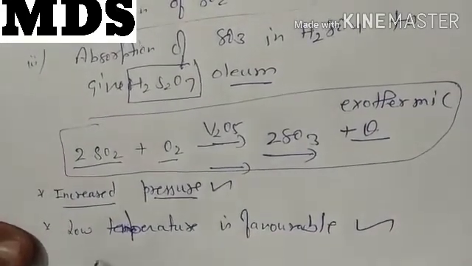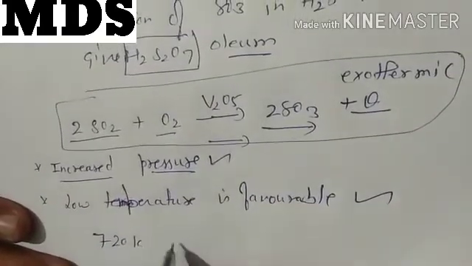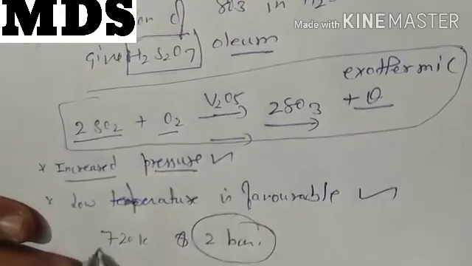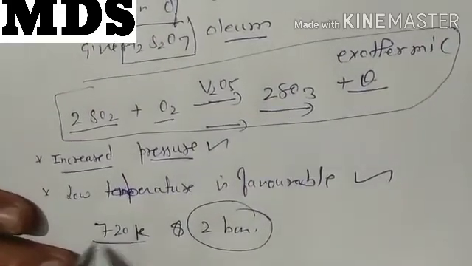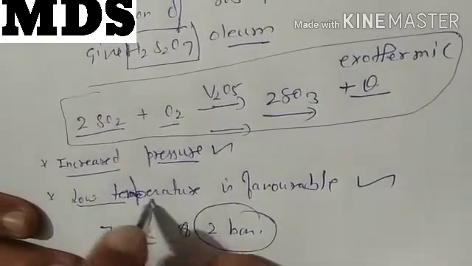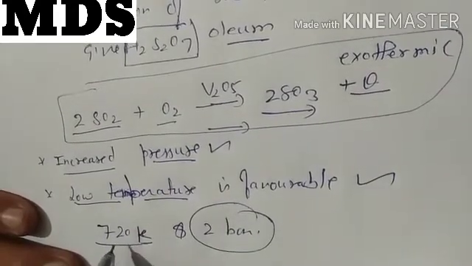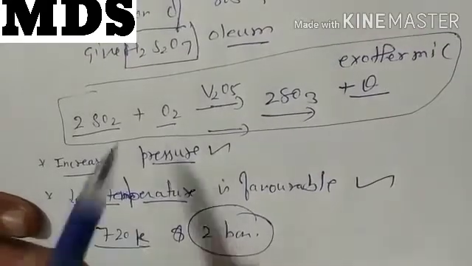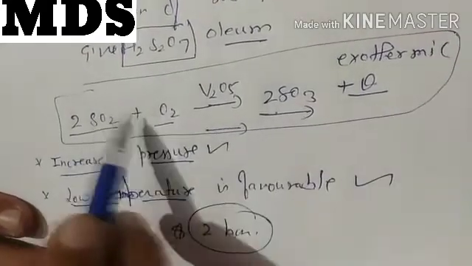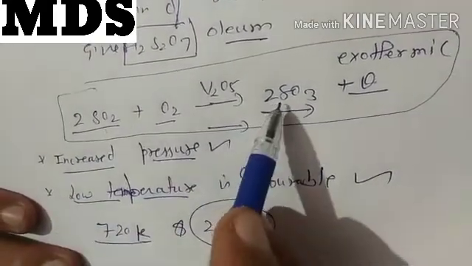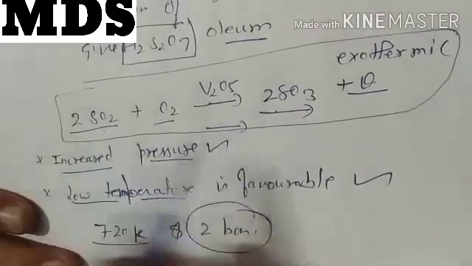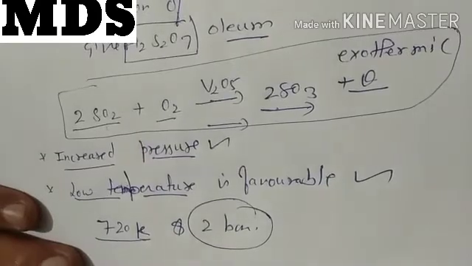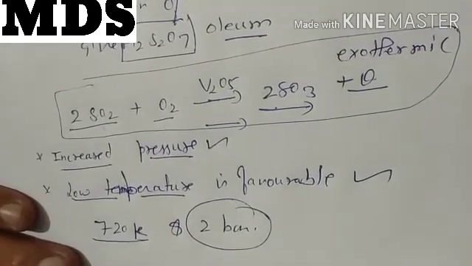But still we carry out this process at 720 Kelvin and 2 bar pressure. The pressure is quite good, but the temperature is not much lower. Why didn't we take a lower temperature? Because at low temperature the reaction rate becomes slow. Low temperature is favorable for product concentration, but the reaction will become slow. That's why we do it at this temperature and 2 bar. This is the optimum condition.